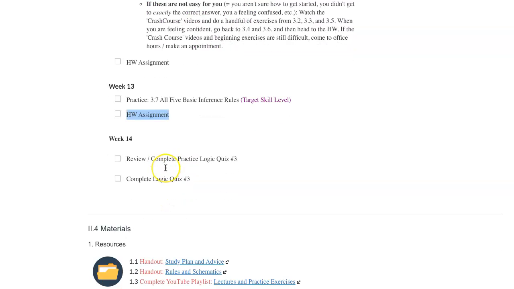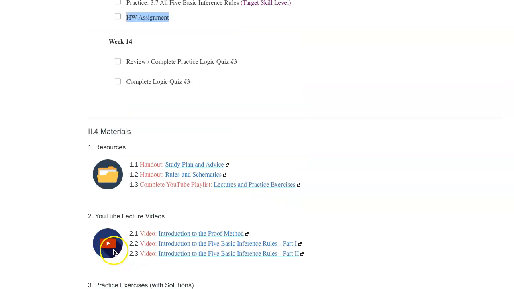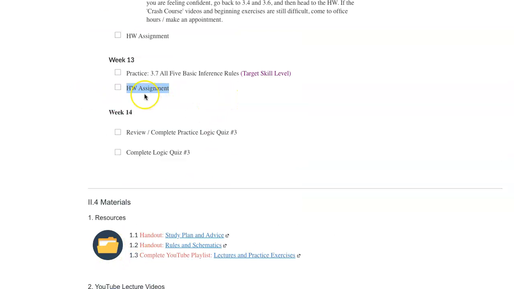What are these exercises? Hopefully you know what I'm referring to. If you scroll down, here are the practice exercises. So if you are behind, don't skip ahead. It really does build on each other, so make sure you start at the beginning and work at the right level until you get to this target level where you can do a variety of kinds of examples from 3.7 All 5 Basic Rules. So definitely be doing practice beyond the homework. And there is a homework.